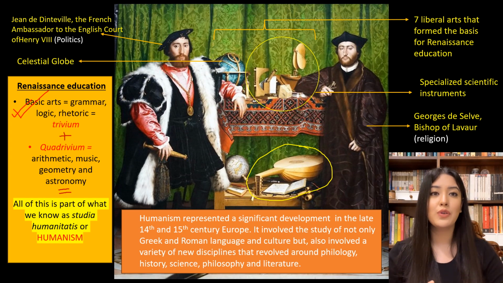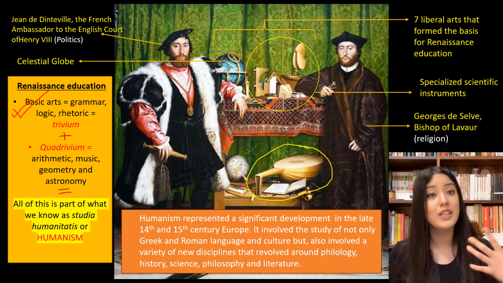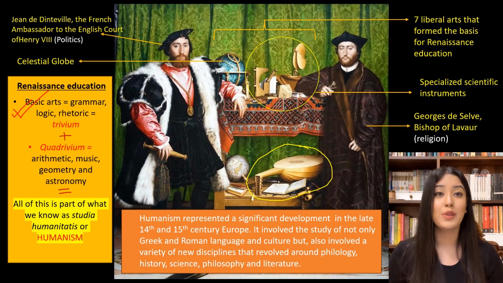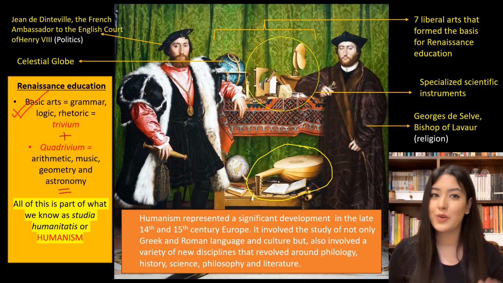Even literature found its fruition during the time. Literature also thrived during the time. We have Shakespeare. Then we have philosophy and science and also history that actually thrived during the period. And all of this is part of humanism. So we are done with Renaissance education. Now we're going to move on further.